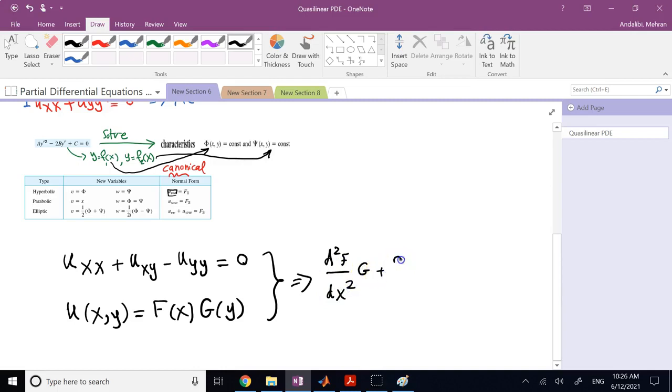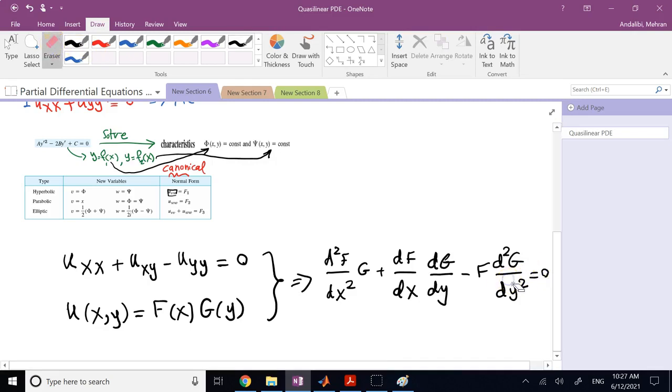And then plus d squared of... or not actually, it has to be written as df over dx times dg over dy minus f times second derivative of g with respect to y. This is zero, okay? So that's if we replace it.